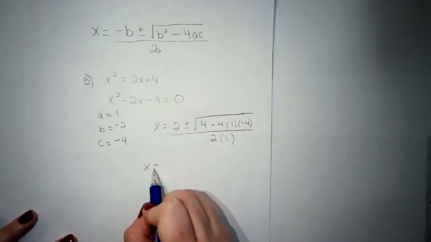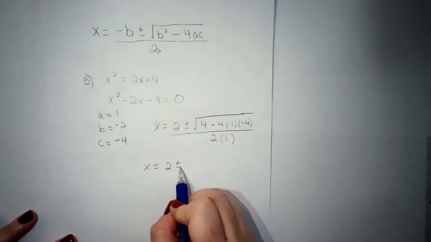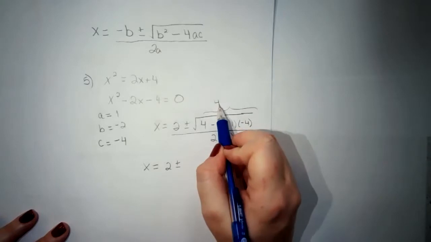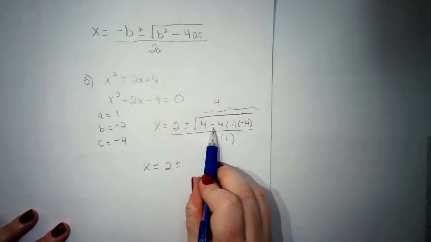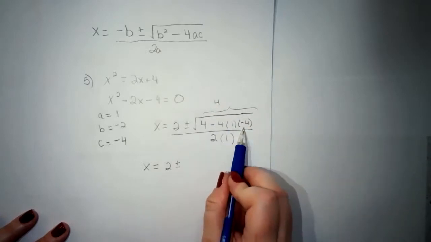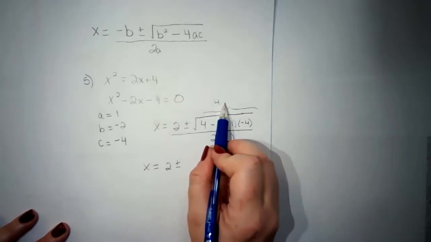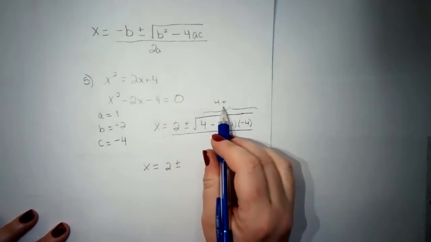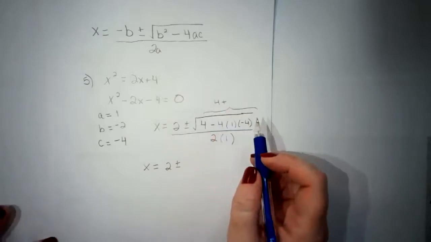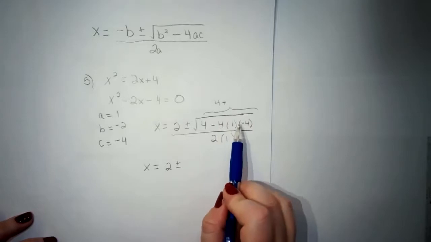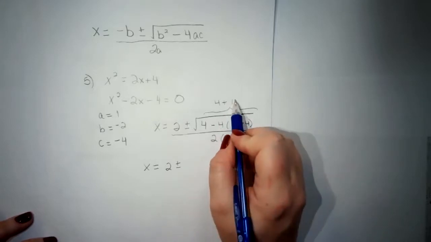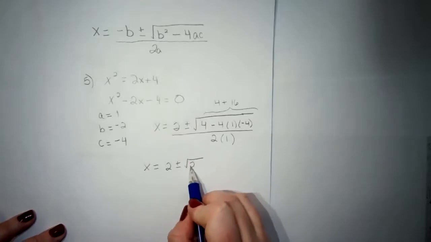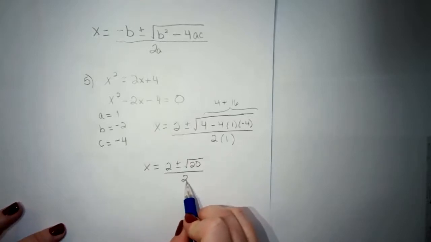Okay, here we go. We're going to have 2 plus or minus. All right, let's figure out what goes under here. We're going to have a 4. Okay, I'm going to have minus a negative. So am I going to be subtracting or adding? Adding. Because minus a negative is adding. I just went ahead and handled that. Then I've got 4 times 1 times 4 is 16. And that's going to be a square root of 20 under there.